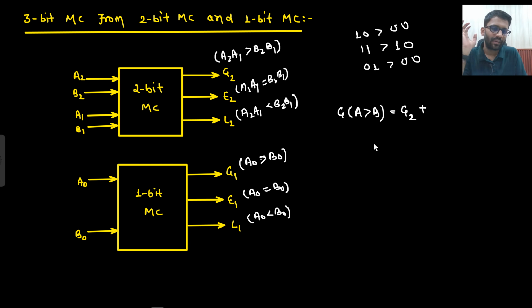It's all over. If the initial 2 bits are equal, that means it is 0 0 0 0. If these two are equal, then at least this should be greater. So if this is 1, this is 0. So at least this should be greater. That's it.